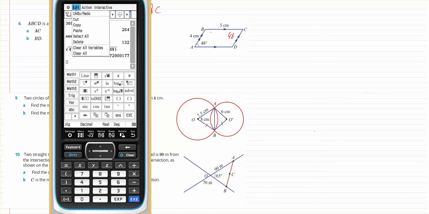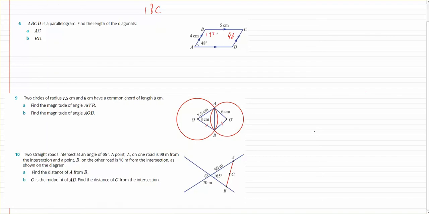So I'm going to edit this, clear all. 360 minus 48, minus 48, divided by 2, because they're equal angles. That gives 132 degrees. That's 132, that's 132.